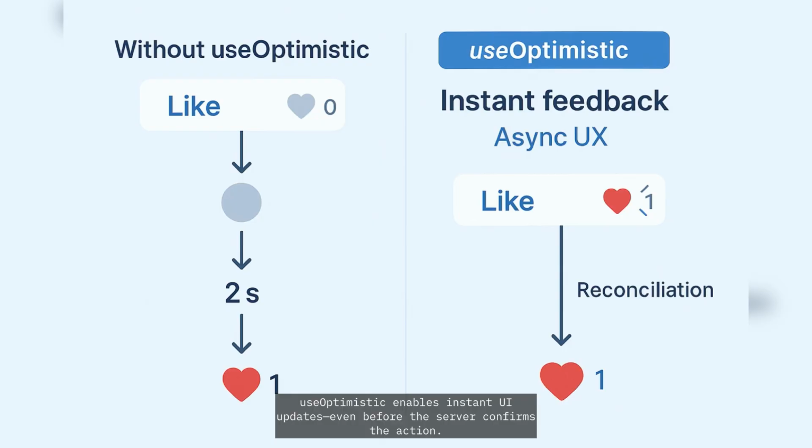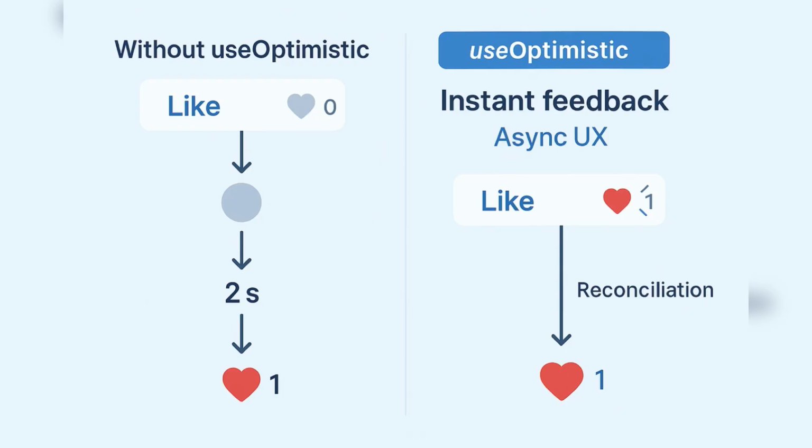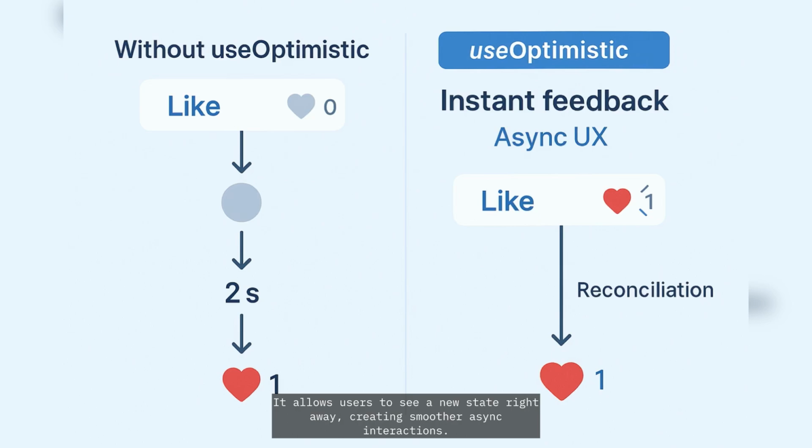useOptimistic enables instant UI updates, even before the server confirms the action. It allows users to see a new state right away, creating smoother async interactions. And when paired with server actions, it becomes a powerful tool for feedback-rich UIs.